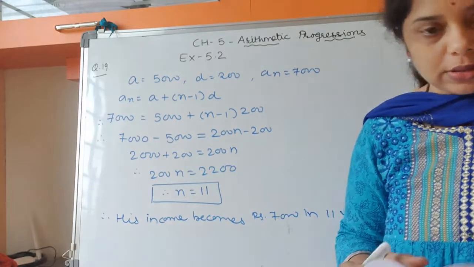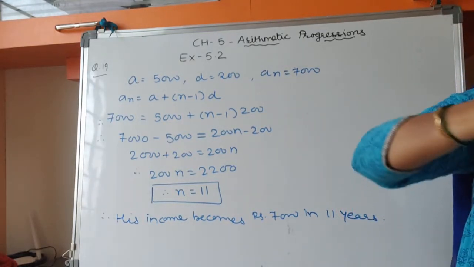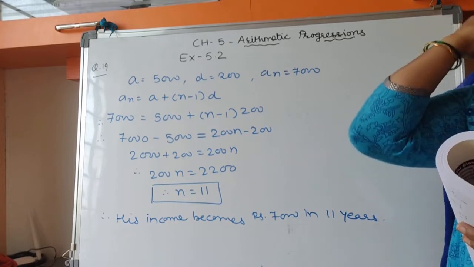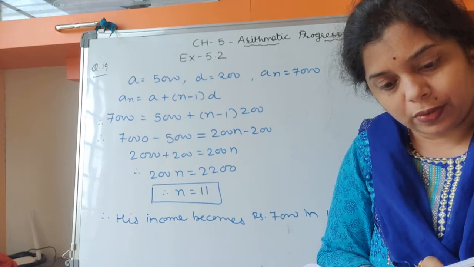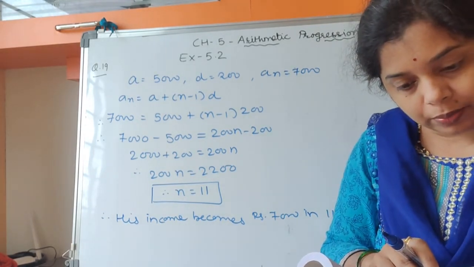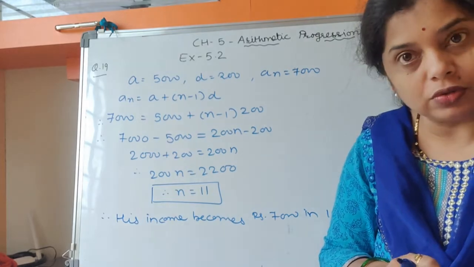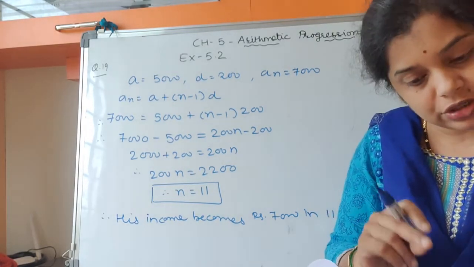Now the next one, the 19th one. It is given that Subbarao started work in 1995 at an annual salary of 5,000. So when he started his job, his annual income was 5,000 and he received an increment of 200 each year.